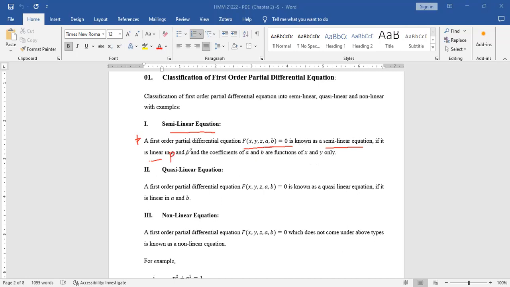Write this as small p and q. It's linear in p and q, and the coefficients of p and q, wherever they are, you write down. A first order partial differential equation, this is p now. Sorry, there's a mistake in this one, so I'll write it again. Wait for me.